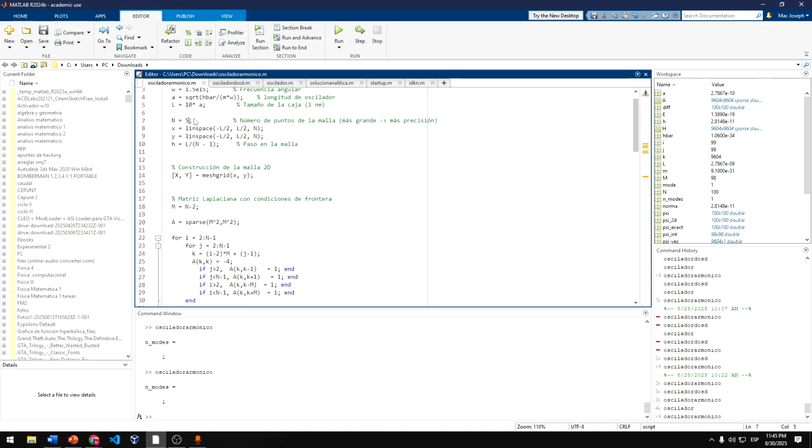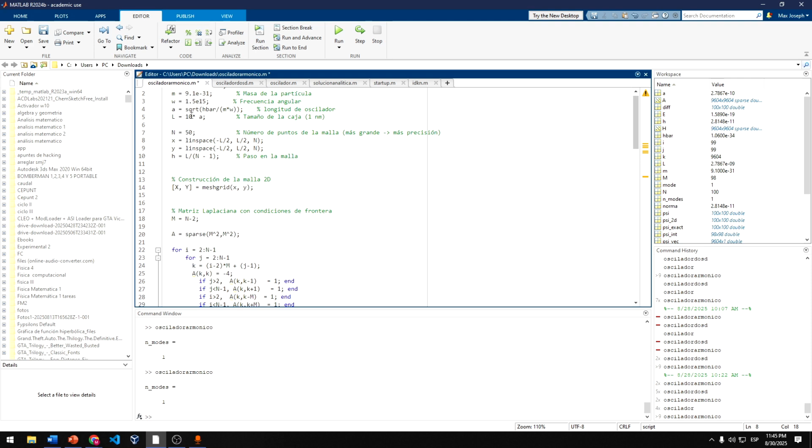Bueno, aquí lo puse, estaba probando con 100 nodos, pero vamos a ponerlo en 50 para que vean cómo se hace la discretización. Aquí definimos un vector x que va a tener de inicio menos L medios, que va a ser la mitad de esto, hasta el final de L medios, que particularmente el total es L. Esto va a generar un vector de tamaño L, dividido 50 veces.